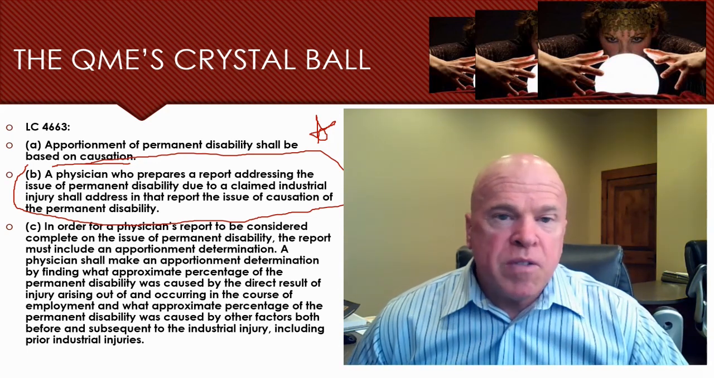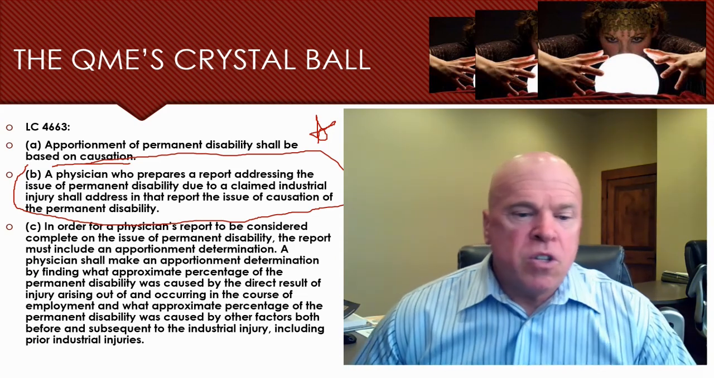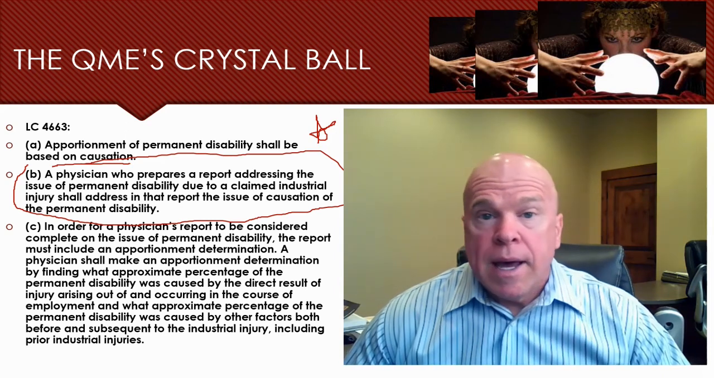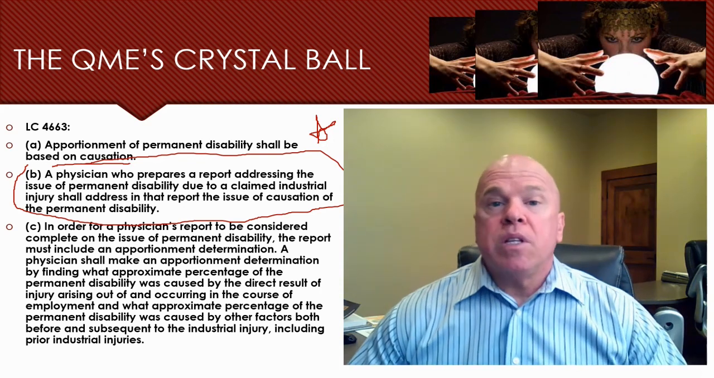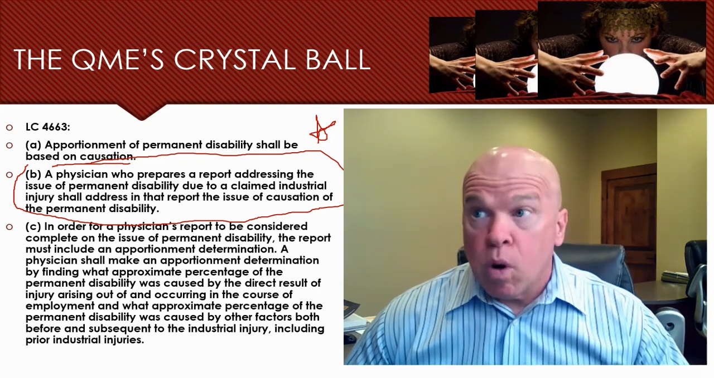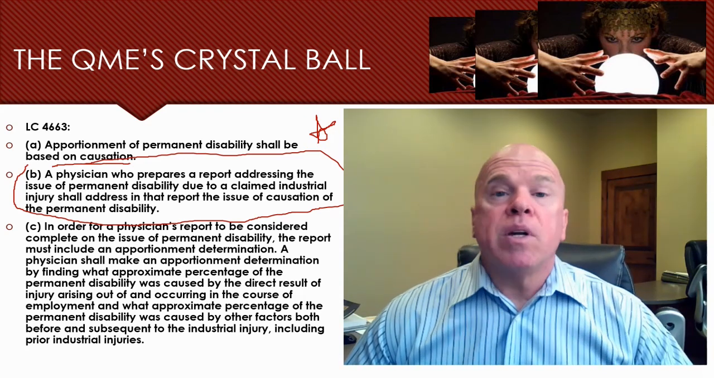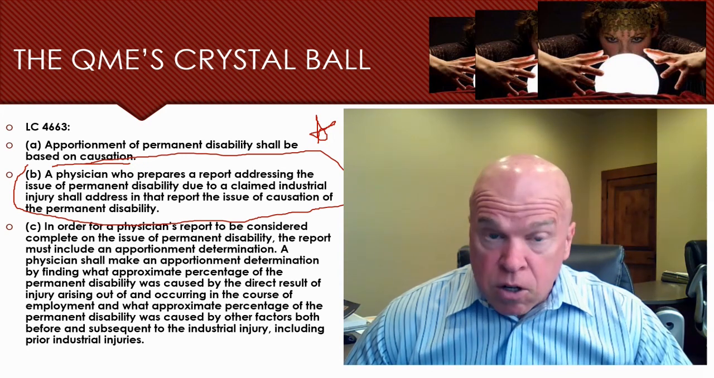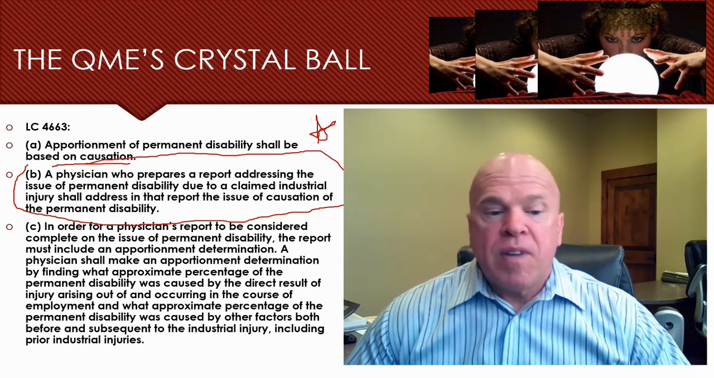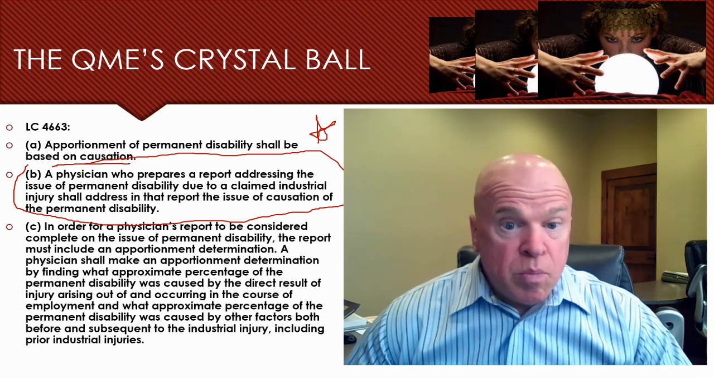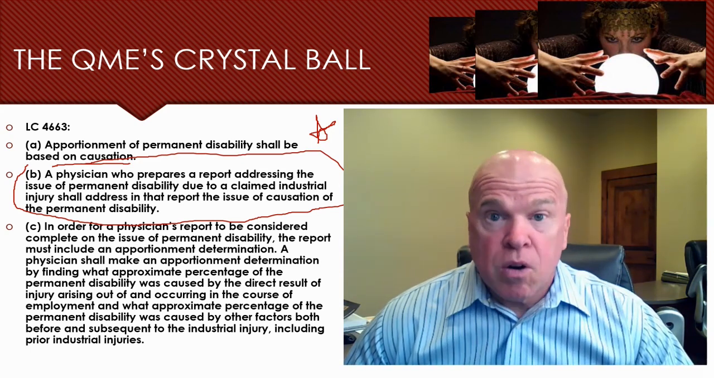And here's sort of the kicker with regards to Labor Code 4663. It tells us that in order for a physician's report to be considered complete on the issue of permanent disability, the report must include an apportionment determination. Again, that does not qualify your apportionment determination as a complexity factor unless it meets the strict requirements contained within the complexity factor. A physician shall make an apportionment determination by finding what approximate percentage of the permanent disability was caused by the direct result of the injury arising out of and occurring in the course of employment.